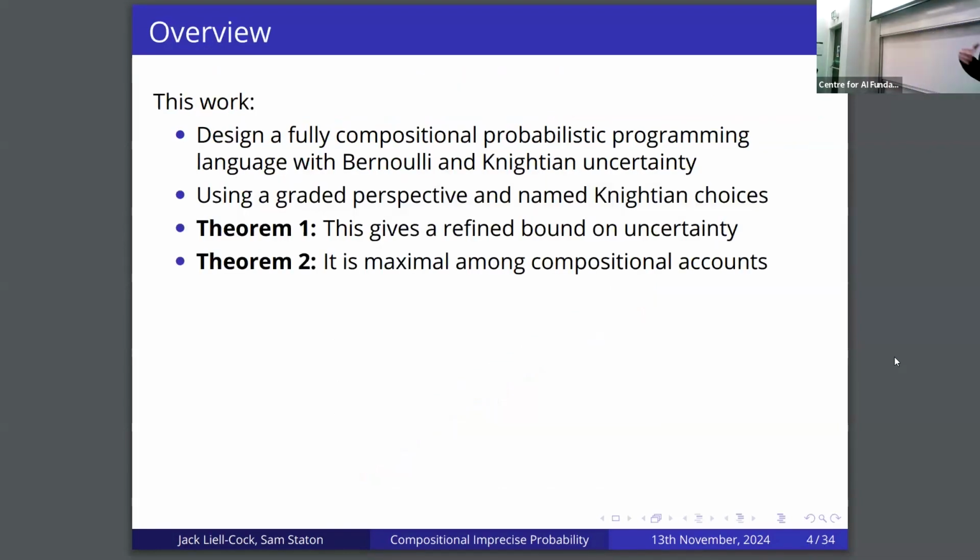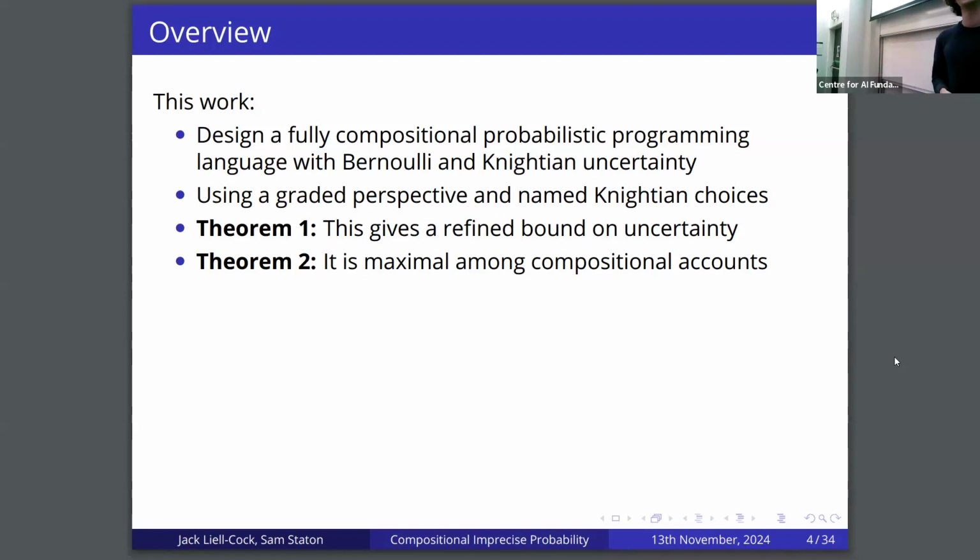Here's an overview of how we're trying to push this type of idea further. Within this work, we want to give a fully compositional probabilistic programming language which supports Bernoulli uncertainty and Knightian uncertainty. Bernoulli uncertainty you can think of as tossing a fair coin. It's a simple probabilistic sample command where we throw a coin, and there's a chance that it'll land on heads and a chance that it'll land on tails. Then we can use that outcome to continue within the term in our language.